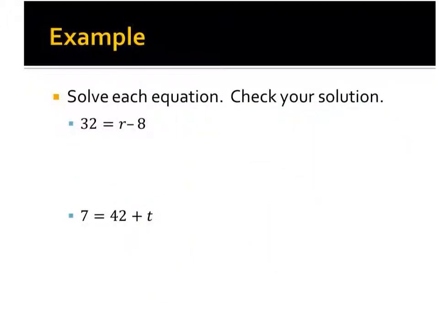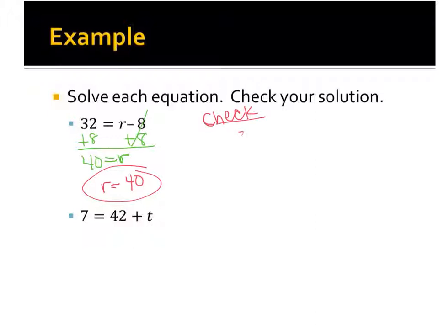Okay, let's look at two more. The first one, I want to get r by itself. So it's r minus 8, and how do you get rid of a minus 8? I'm going to add 8 to both sides, and you get 40 equals r, because those 8's cancel. If you like to, and I do, switch it and put the r on the left. Remember, that's your symmetric property that says you can switch it around. For your check, I'm going to do 32 equals 40 minus 8. I just substitute in that value, work straight down, so that side's 32. 40 minus 8 is also 32. There we go.